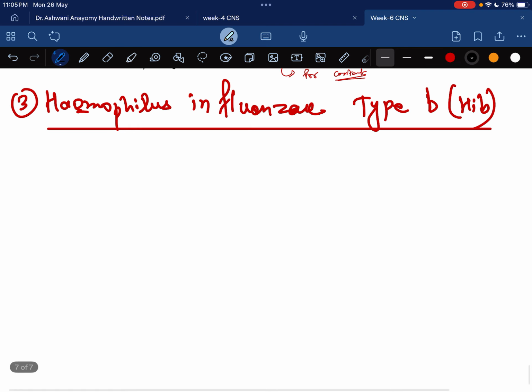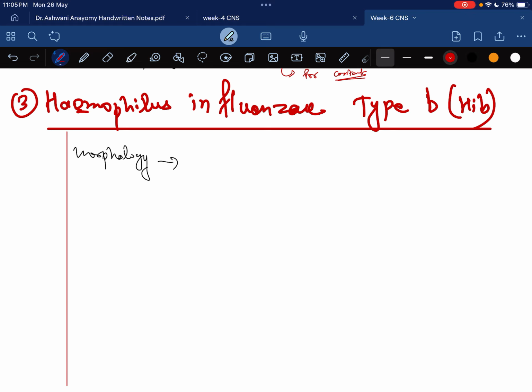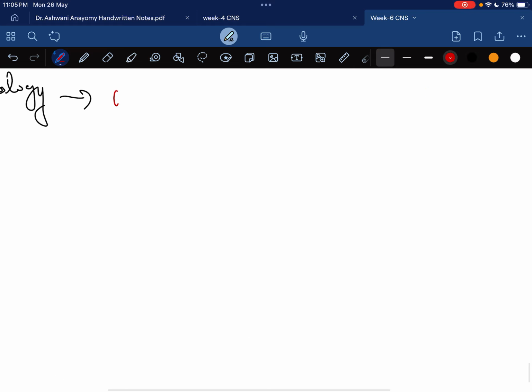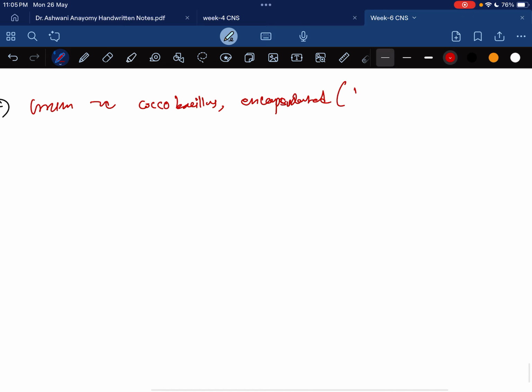So when we discuss morphology, this is a gram negative coccobacillus, and it is encapsulated. Type B is the virulent one.